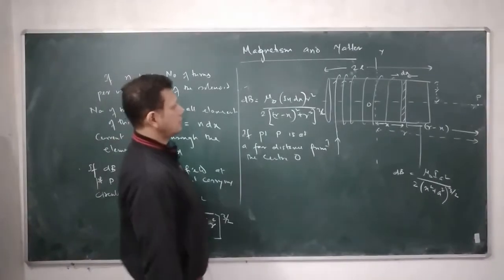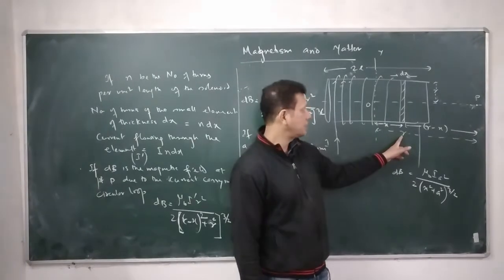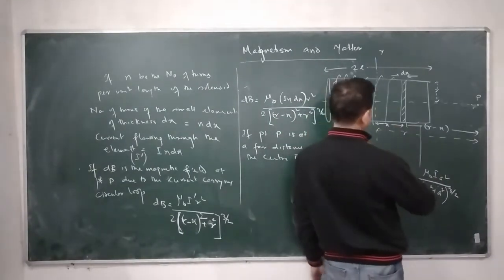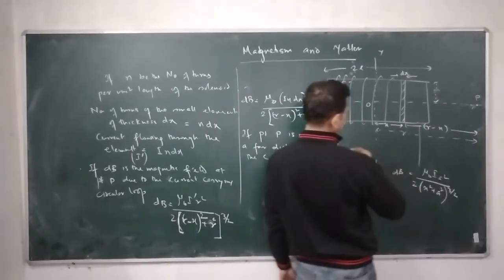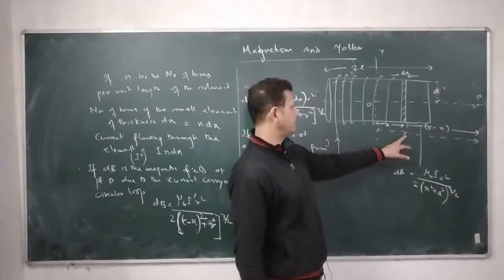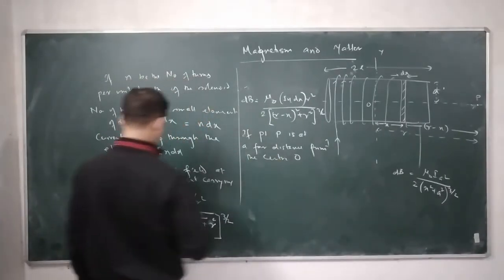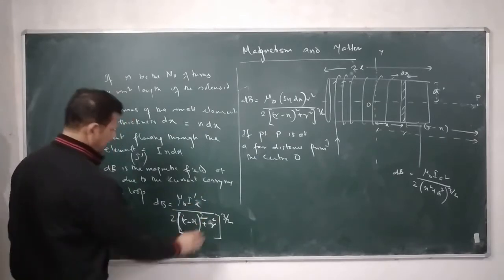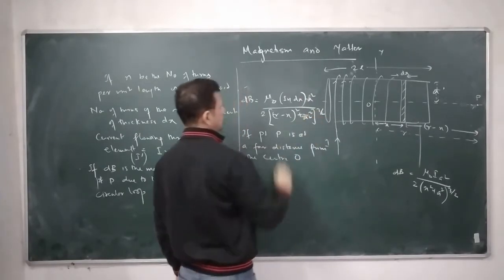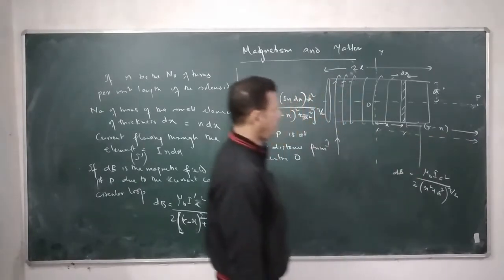So in that case, you can consider that the distance r is very, very large in comparison to the radius. You take the radius as A, because this distance has already been considered as r. So it will be A square here, and A square again here.